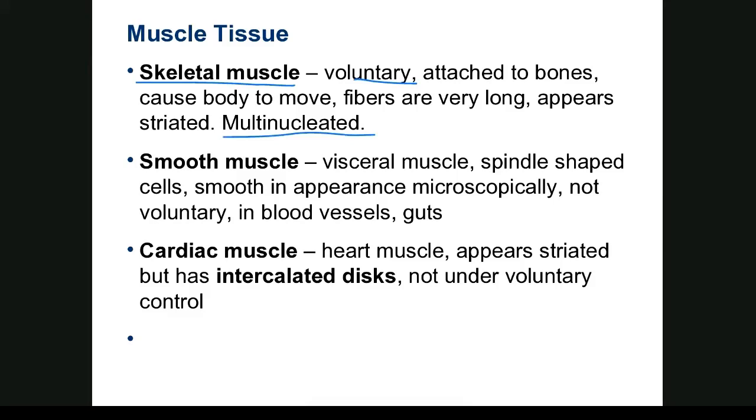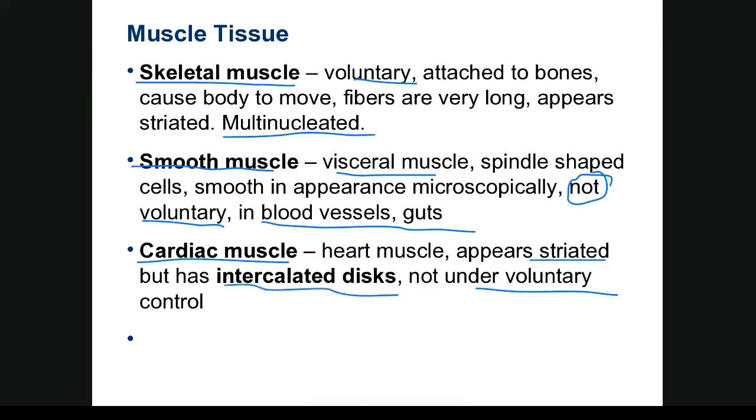Now, smooth muscle is not going to be striated. This is a visceral muscle. Obviously, it's not voluntary, and this is in blood vessels and guts. You can't decide for your guts to move or not move. Cardiac muscle, same thing, not voluntary. They are striated, but they have intercalated discs, which are communications from one little short fat cell to the other.